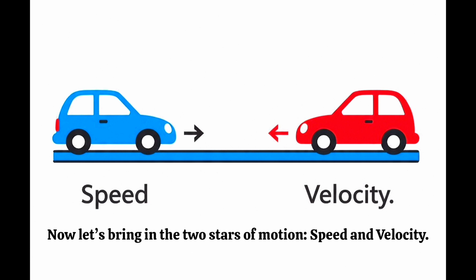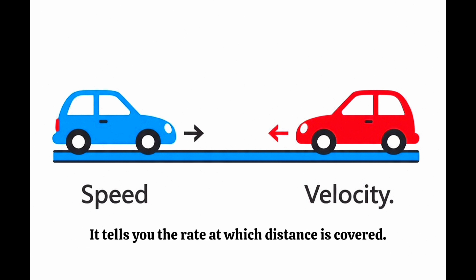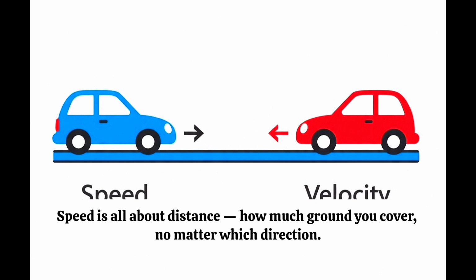Now let's bring in the two stars of motion, speed and velocity. Chapter 2. What is speed? Definition of speed: speed is how fast an object is moving. It tells you the rate at which distance is covered. Keyword: distance. Speed is all about distance, how much ground you cover, no matter which direction.